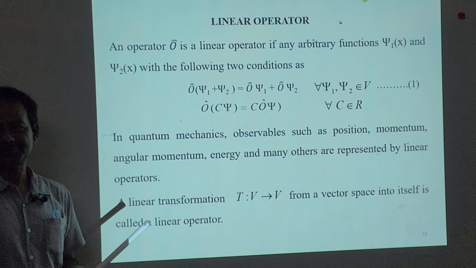So the linear operation means linear operators must be there. The operation must be linear. Two conditions should be satisfied for the linear operation in linear vector space. One is the addition, another one is scalar multiplication. This is the rule for the addition, and this is for the scalar multiplication. These two conditions should be satisfied for the linear operation, for the linear transformation.